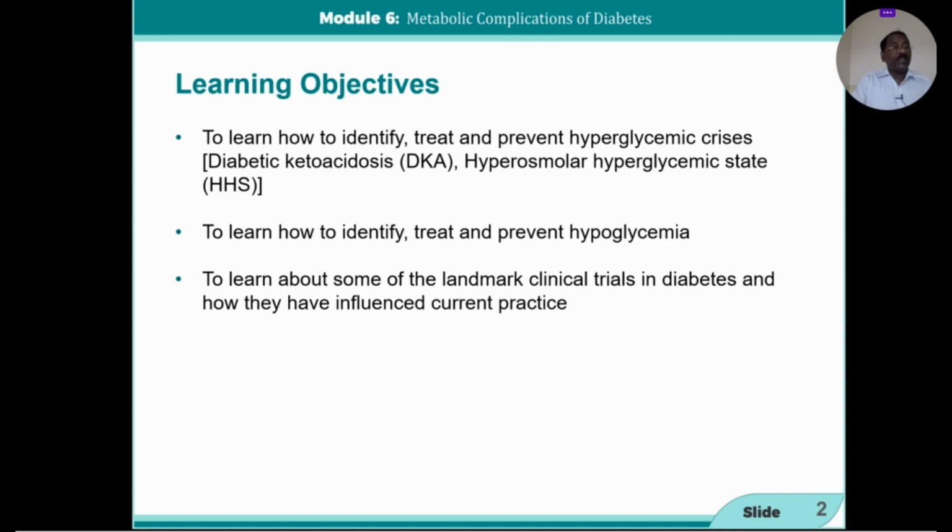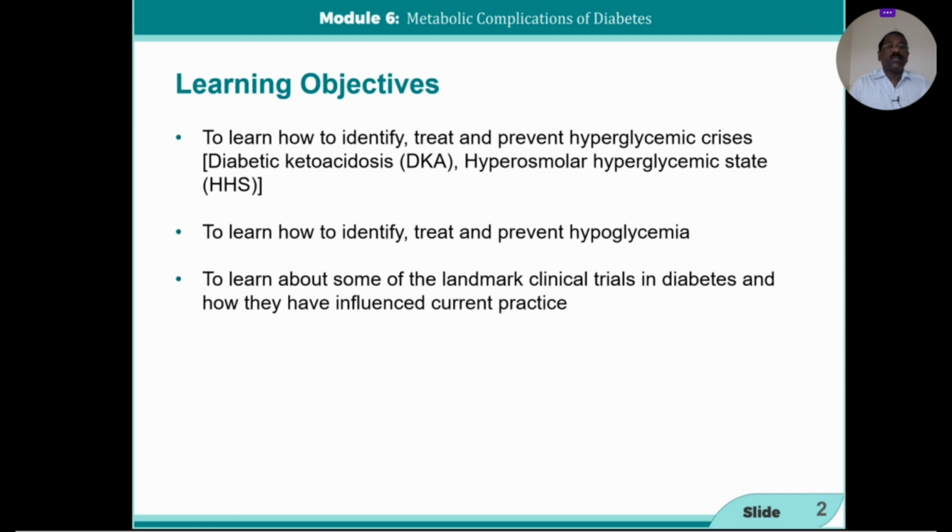To learn how to identify, treat, and prevent hypoglycemia. See, hypoglycemia is much more dangerous than DKA and HHS. So it's always ideal to tell the patient what all the symptoms of hypoglycemia are, so that he can identify the hypoglycemia by himself and control it. Otherwise, this hypoglycemia will turn into very severe hypoglycemia and sometimes death also.